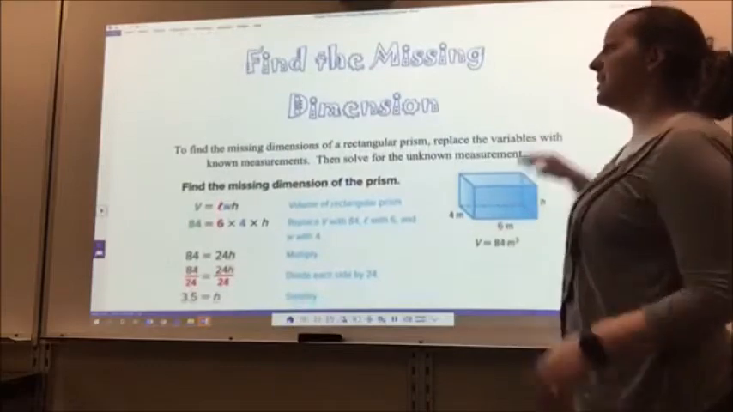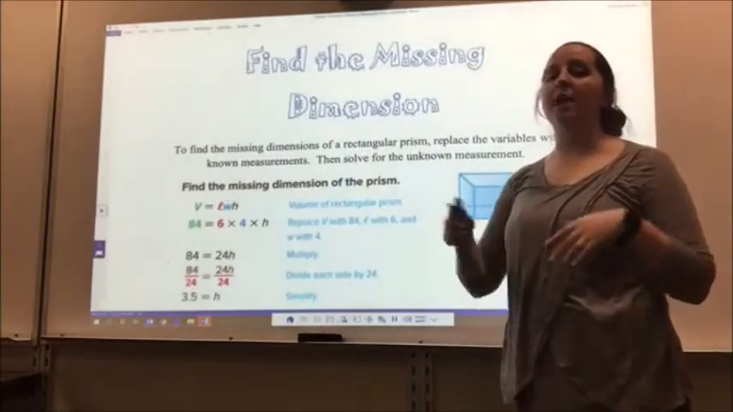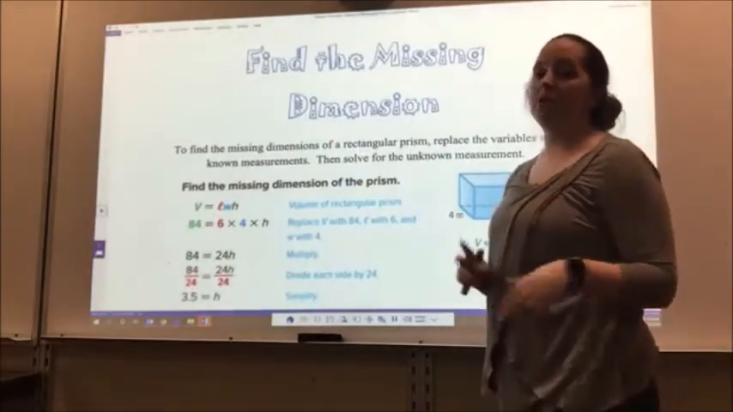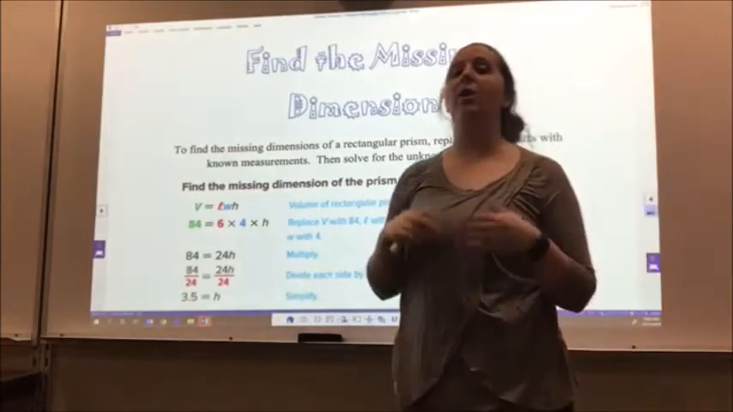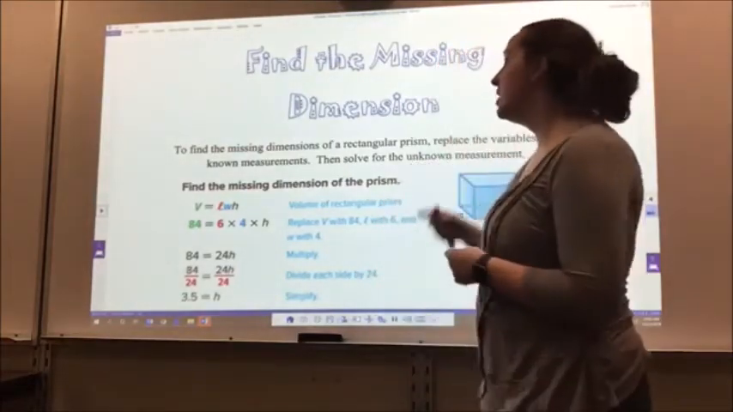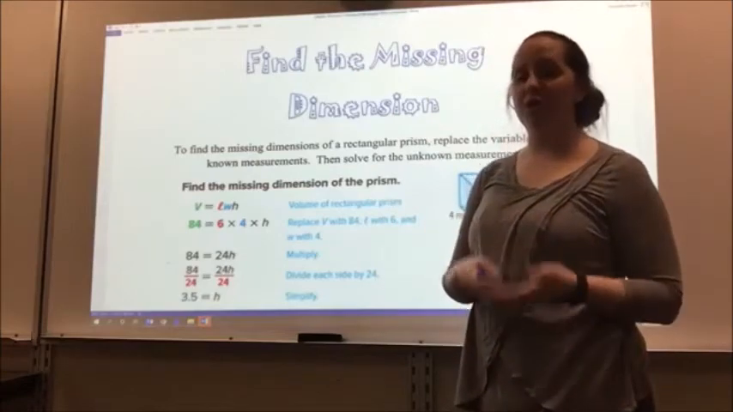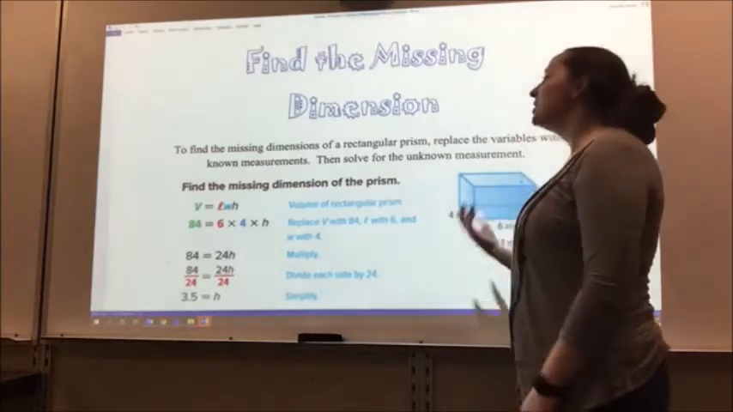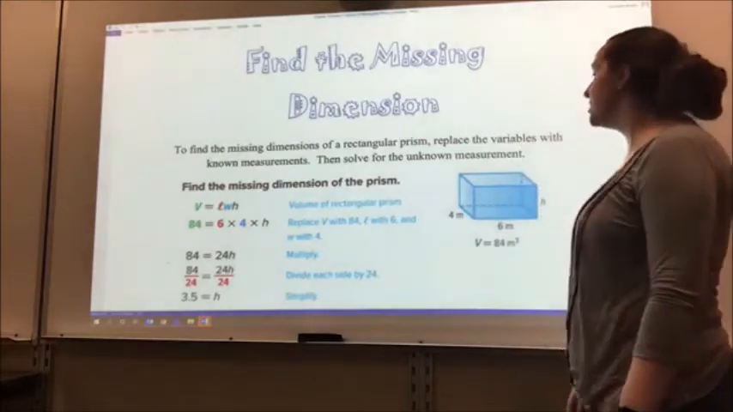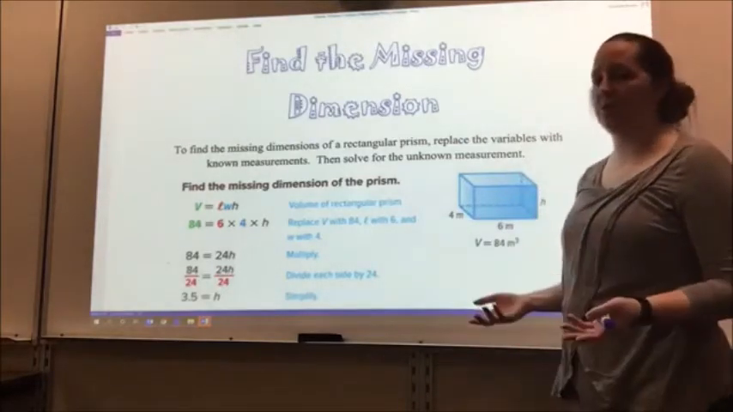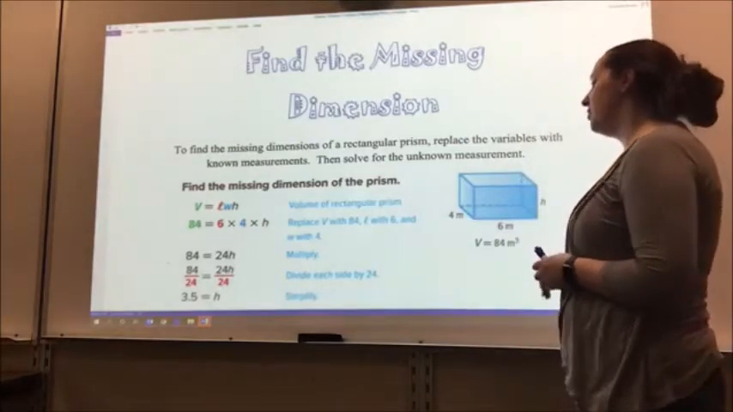The other part of this is finding a missing dimension. So say you're given the volume, but you need to know how high something is, or how long, or how wide it is, okay? You can use finding the missing dimension in order to solve this, okay? To find missing dimensions of a rectangular prism, replace the variables with the known measurements. Then solve for the unknown measurement.